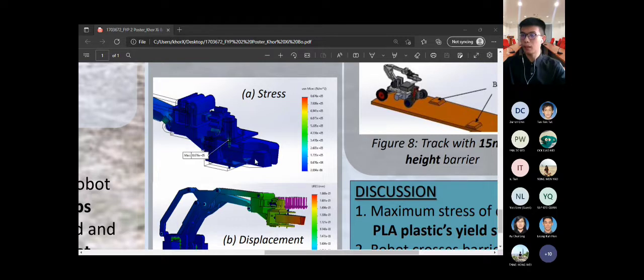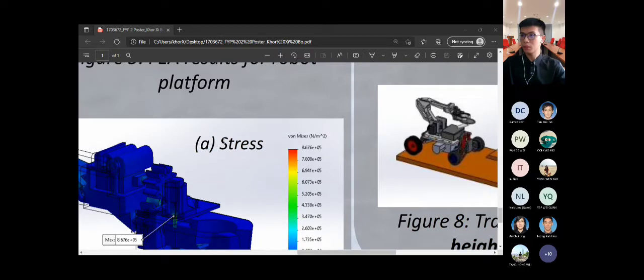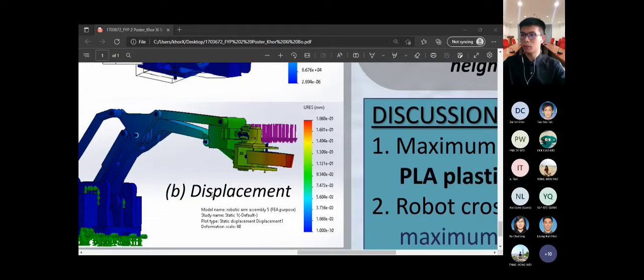Then for the FEA result of the robotic arm, both the maximum stress and maximum displacement are located at the gripper end. This is because the gripper end is where the latex card is located and held. The maximum stress is 8.676 times 10 to the power of 5 Newton per meter square, while the maximum displacement is 0.1868 millimeters.